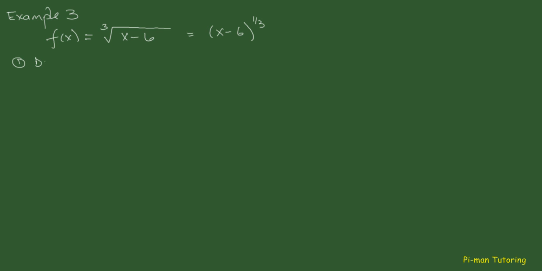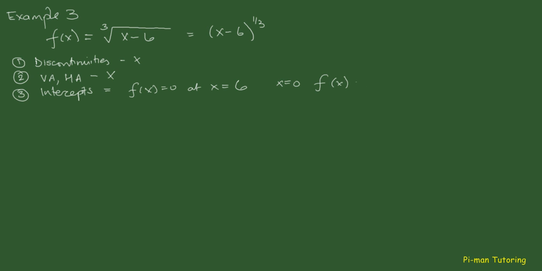So discontinuities, no. Vertical asymptotes, horizontal asymptotes, no. Intercepts, well, we know f of x equals 0 at x equals 6, and at x equals 0 the function is the cube root of minus 6. So those are our intercepts, and now we can deal with the first derivative.